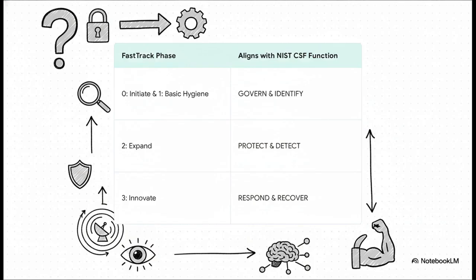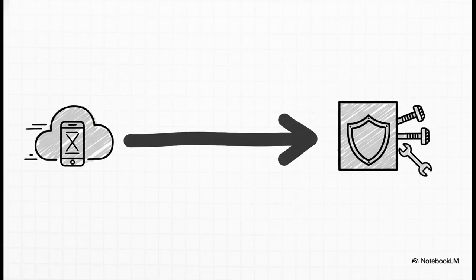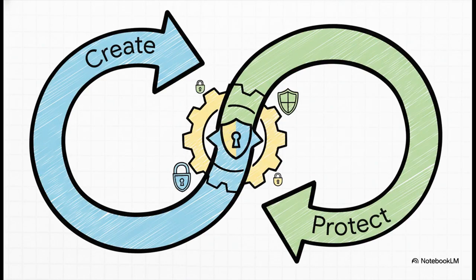You can see right here how the first phases line up perfectly with govern and identify. The expand phase maps to protect and detect, and the innovate phase aligns with respond and recover. It makes the NIST framework something you can actually do. The traditional way of doing things in security and development has always been sequential. You build something new, and then you try to figure out how to protect it. Security is almost always an afterthought, something bolted on at the very end. The FastTrack model just flips that whole idea on its head.